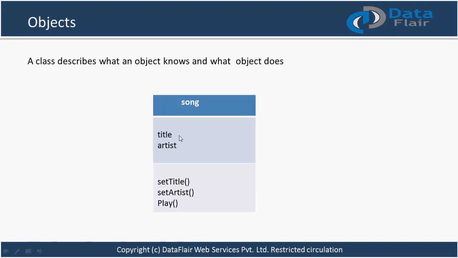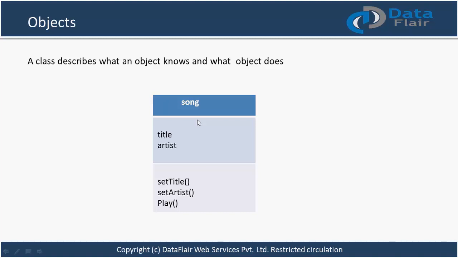Now, let's say we have an example of a song. Song is a class name. In this song class, I have two variables: one is title, the second is artist. Maybe both are strings. And then we have some methods, like set title, set artist, and play. These methods are doing something, and these variables know something. So the object is what you use, and the class is what defines what the object will do.